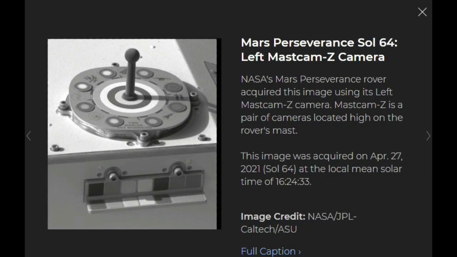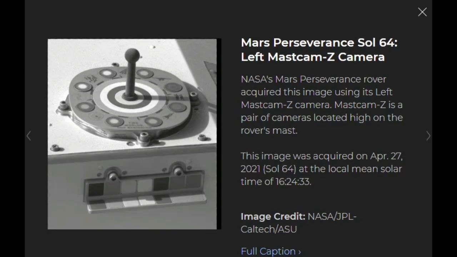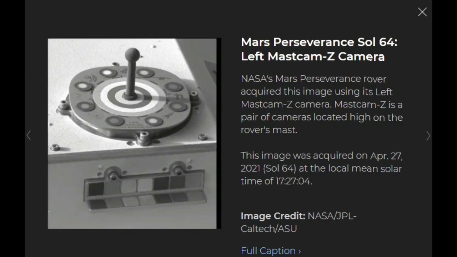I have here two images of the Perseverance rover. And there is 1 hour and 3 minutes in between those pictures.